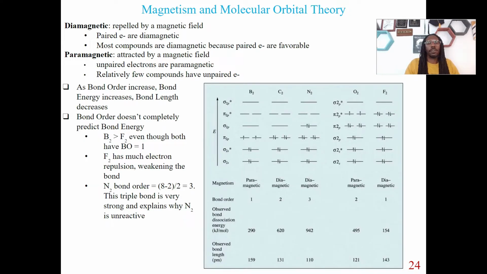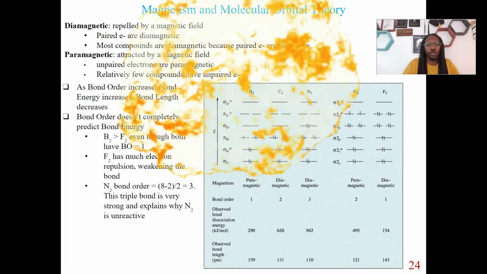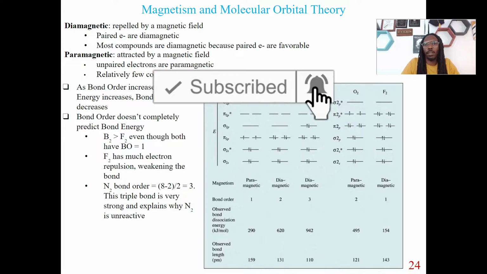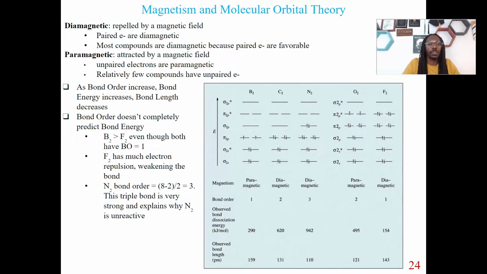Now, let's look over here at some trends. As bond order increases, bond energy will increase. Therefore, if your bond energy increases, your bond length will decrease, right? So we learned about that with our bond trends, right? And if you want to learn more about that, check out the previous video about bond trends.